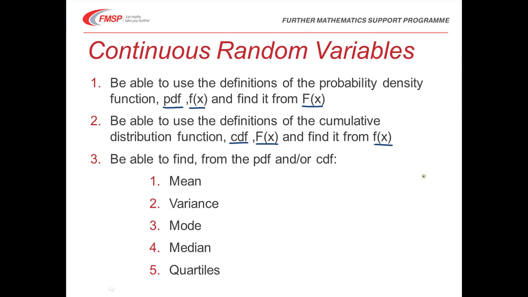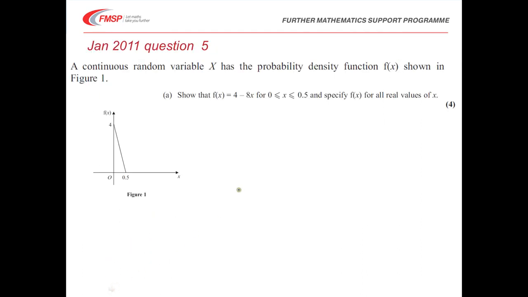From the PDF and/or the CDF, depending on what you're given and what is the most convenient to use, you also need to be able to work out all of your descriptive statistics. So you need to be able to work out your mean, variance, mode, median, and quartiles. Sometimes, particularly with the median, it's not possible to calculate, so you are expected to use Core 3 techniques, sort of trial and improvement, interval bisection type things, to be able to solve those, and I'll show you that as we go along. So, January 2011, question 5.